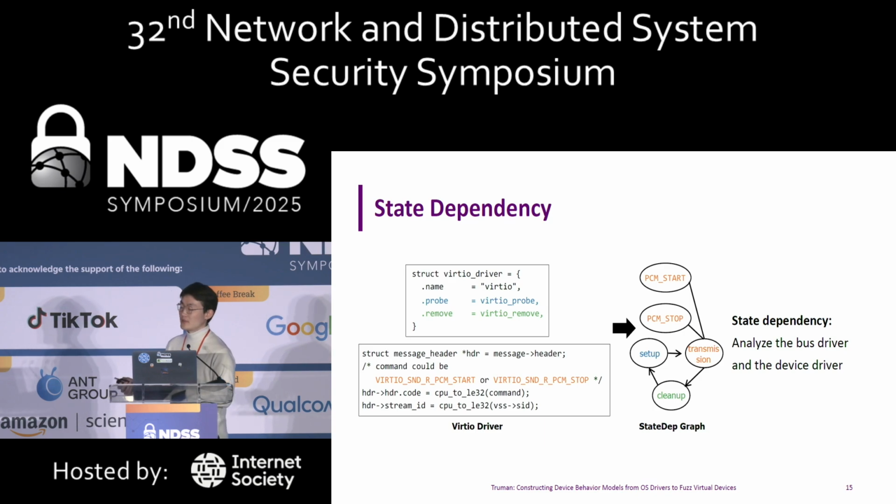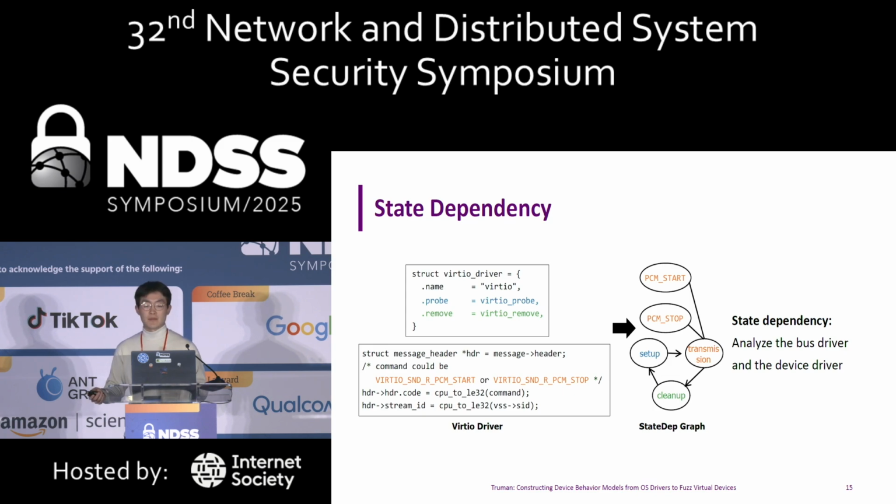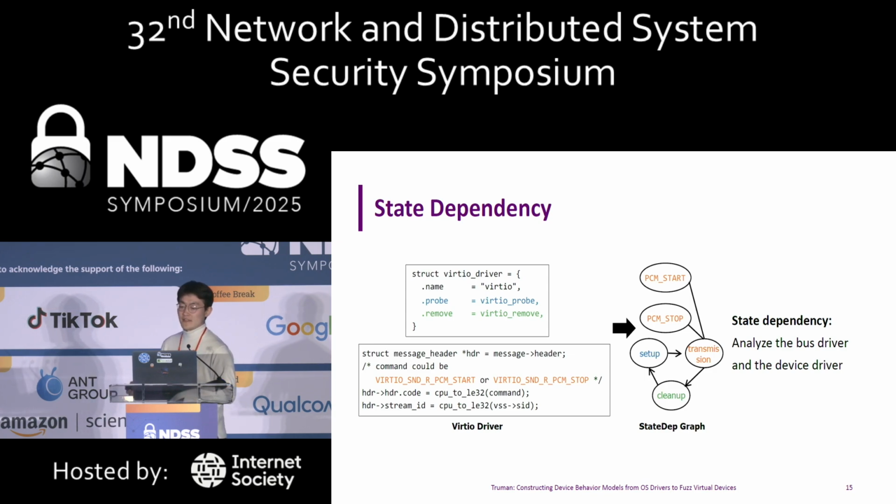Another critical component of Truman's design is its ability to analyze state dependencies. For example, certain operations may only be valid during the initialization state, while others are specific to an operational or error state. To analyze these dependencies, Truman examines interactions between the bus driver and the device driver. This allows it to infer the device's internal states and how they influence message handling. By understanding these states, Truman generates fuzzing inputs that are tailored to specific contexts, ensuring meaningful exploration of device behaviors.